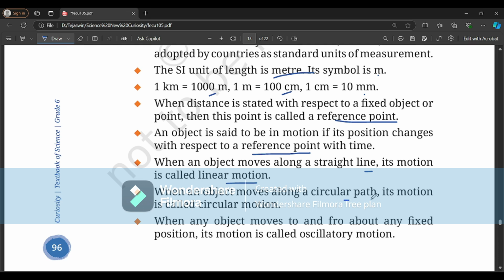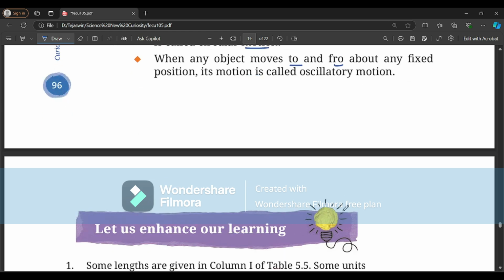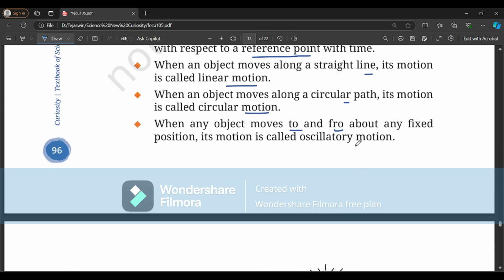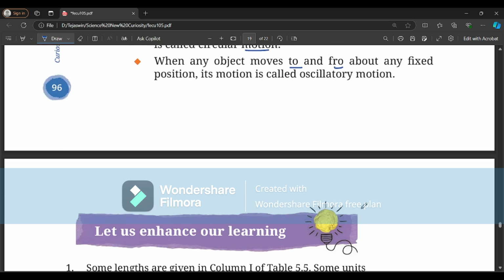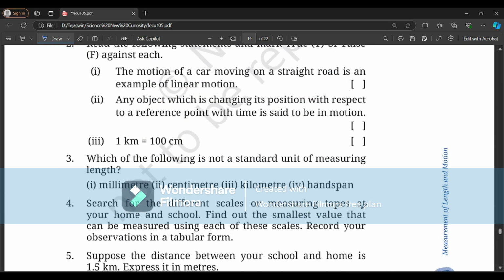If an object moves in a circular path, then that motion is called circular motion. And if the object moves to and fro about any fixed position, its motion is called oscillatory motion. So from here we come to the end of the chapter. We'll do the questions.